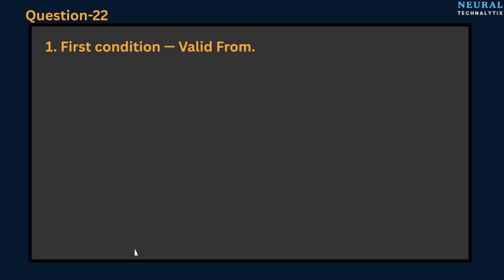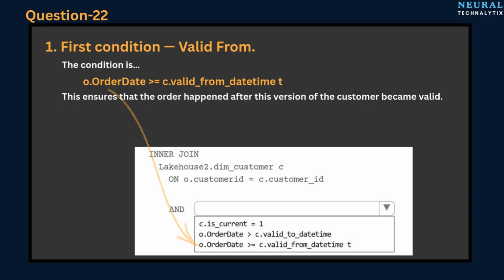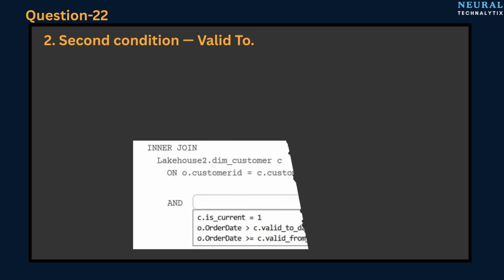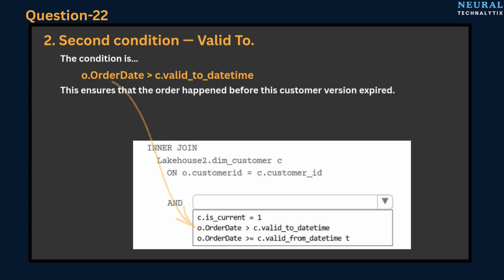First condition, valid from. The condition is order date greater than or equal to valid from date time. This ensures that the order happened after this version of the customer became valid. So we are not linking an order to a customer version that didn't exist yet. Second condition, valid to. The condition is order date less than valid to date time. This ensures that the order happened before this customer version expired. So we are not linking an order to an old expired version.